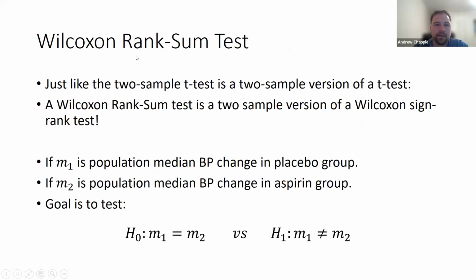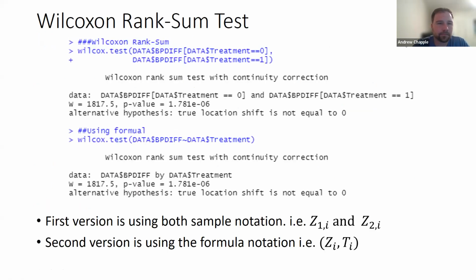A Wilcoxon rank sum test. Just like a 2-sample t-test is a version of a t-test, a Wilcoxon rank sum test is a 2-sample version of a Wilcoxon signed rank test. So all I'm doing here is, instead of testing that means are equal, I'm testing that the medians are equal. So again, M1 is the population BP change in the placebo group, M2 is in the aspirin group. The goal is to test that the 2 medians are equal versus they're not equal.